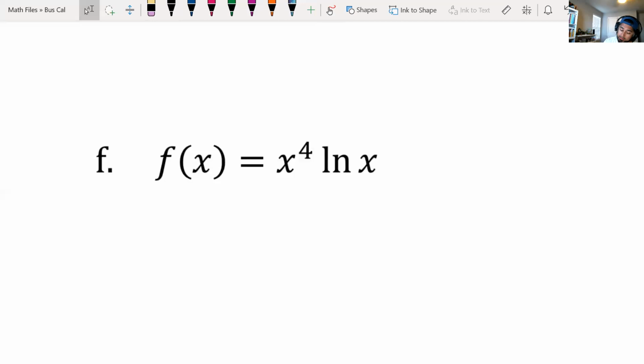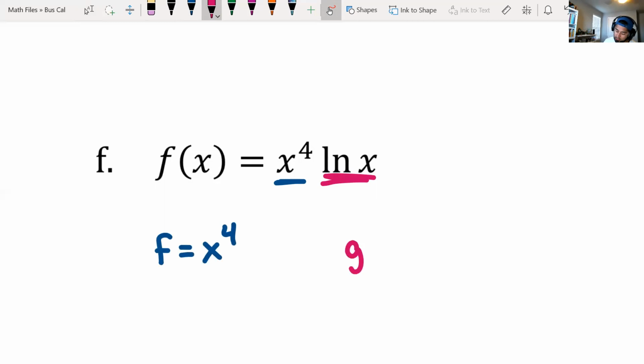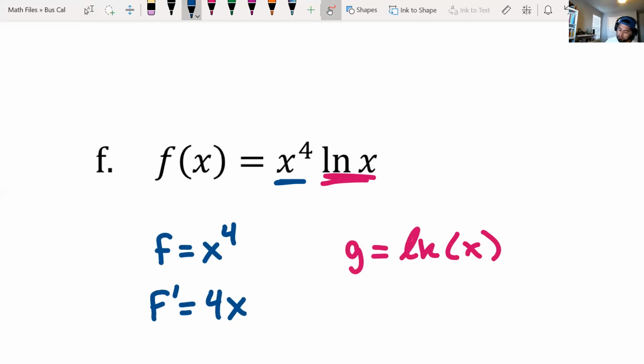f of x equals x to the fourth times the natural log. x to the fourth will be our f. Natural log will be our g. So f is x to the fourth. g is the natural log of x. f prime, 4x cubed. g prime, 1 over x.